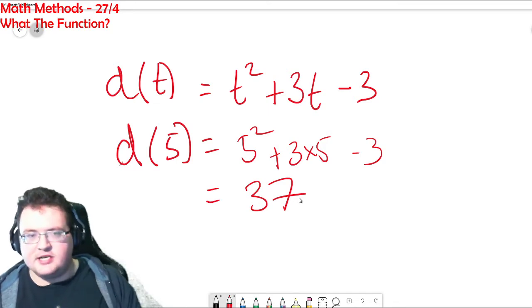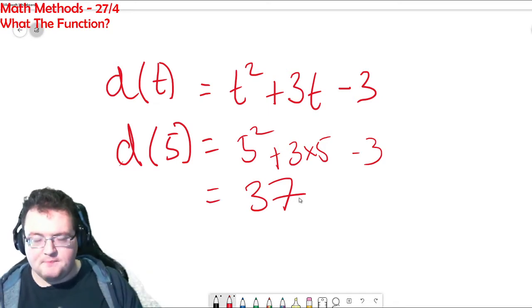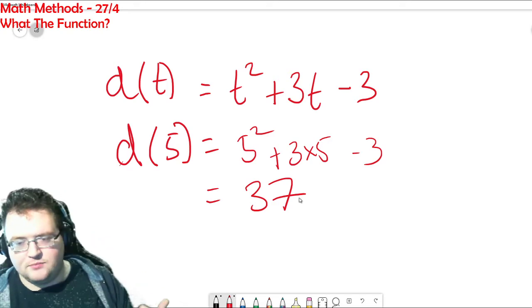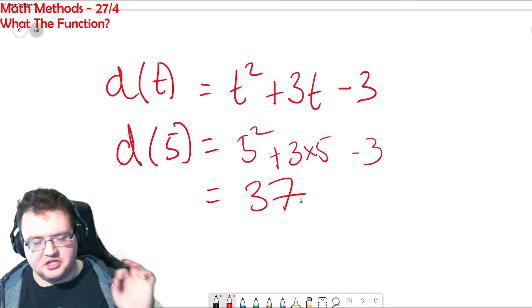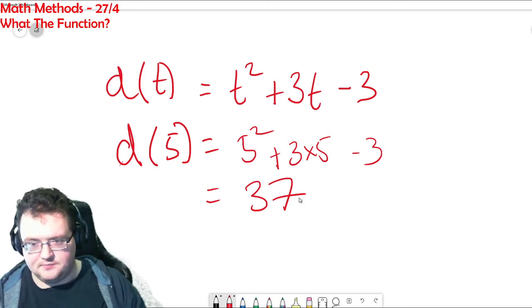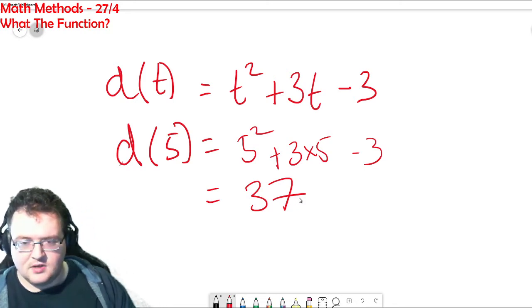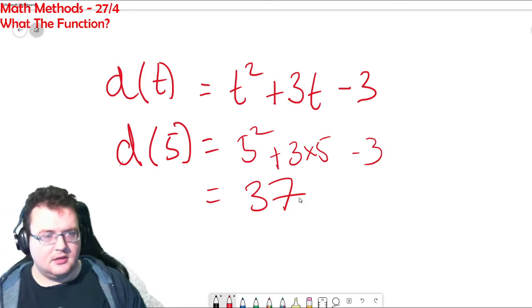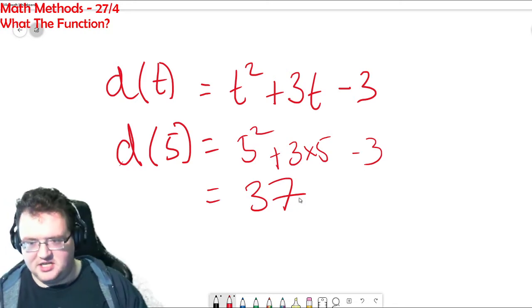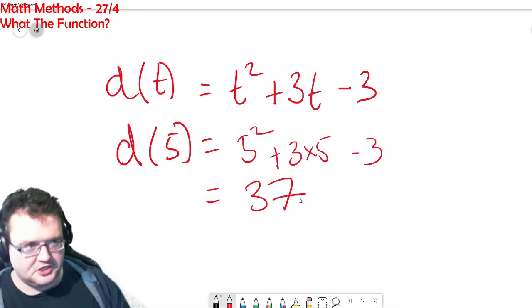All right. So this is designed to help us save a lot of time, especially when we come to inverse functions and calculus. Yes, that is the name, WTF. What the function.